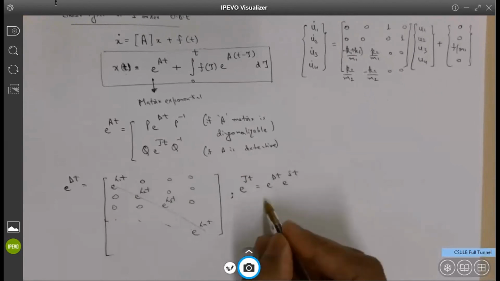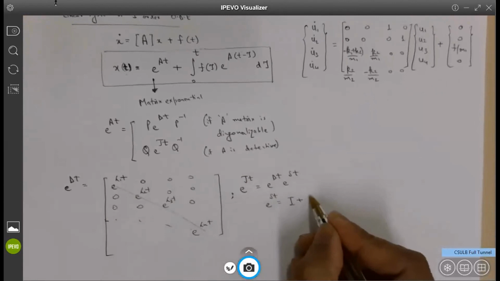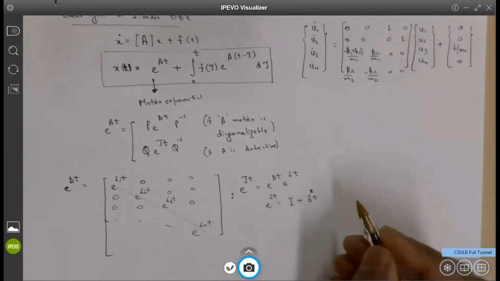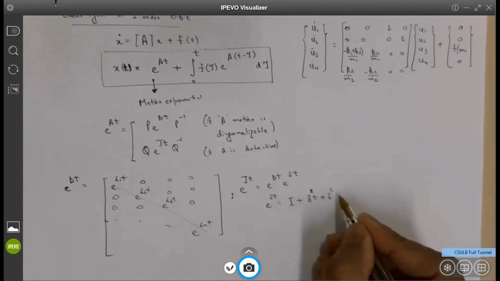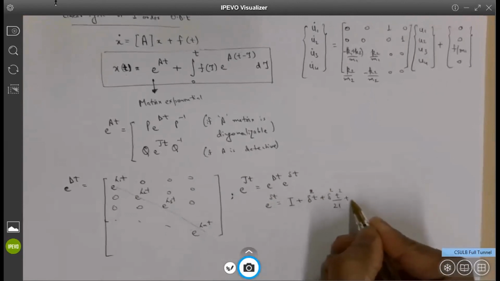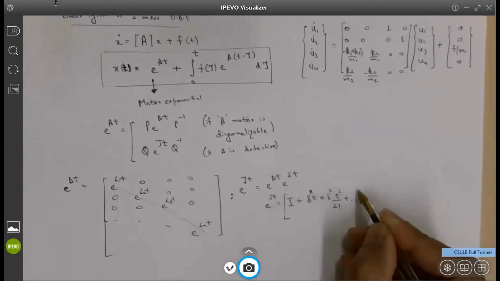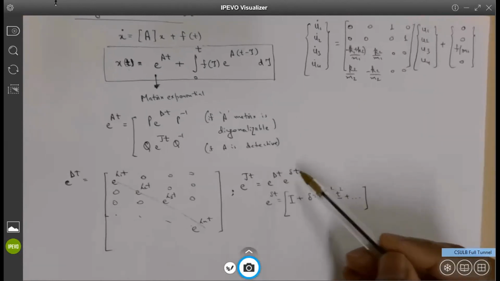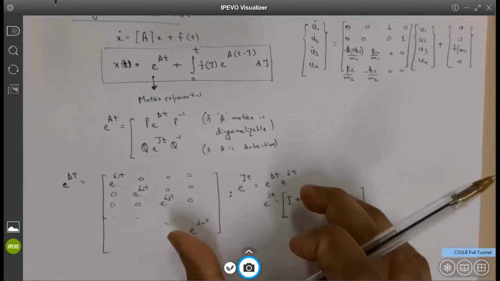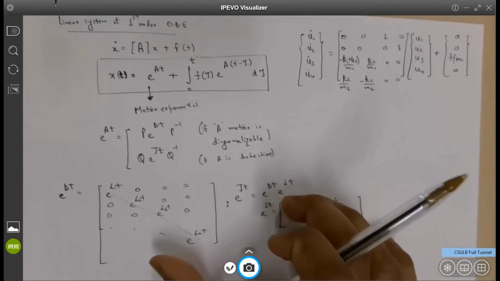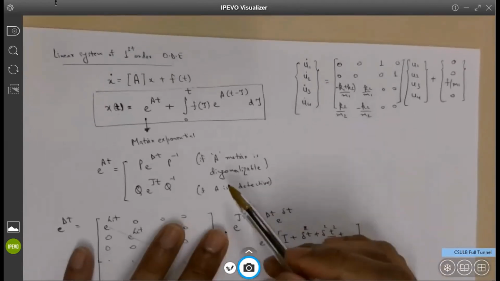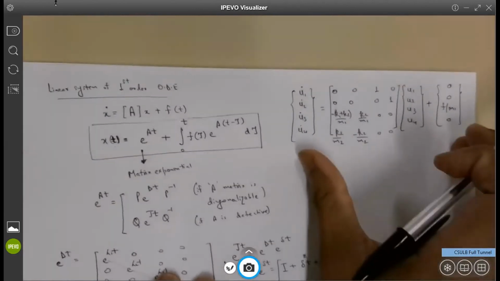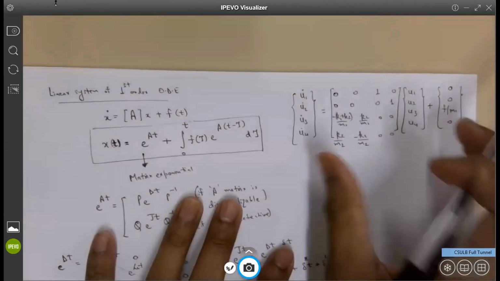e^(Dt) times e^(Nt). e^(Dt) is the same as this, and e^(Nt) is given by I plus N times t plus N squared t squared by 2 factorial, and so on. I will explain what those terms are in a bit, but let me first go through our original set of equations, the state space equations.